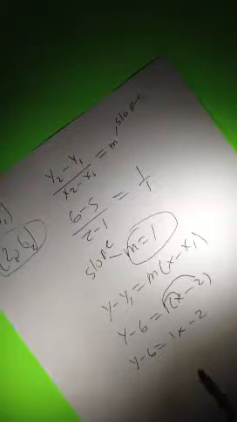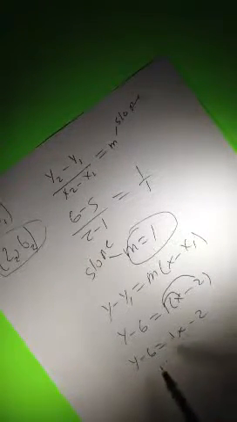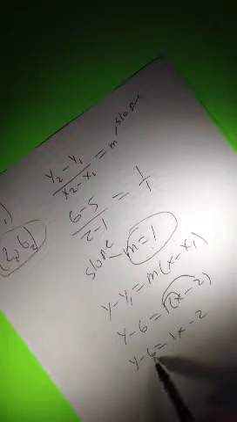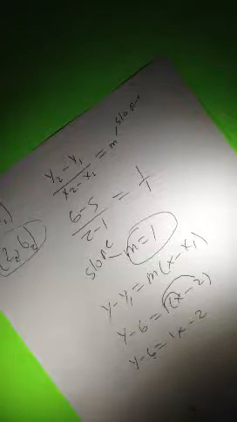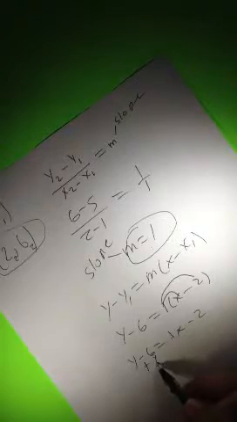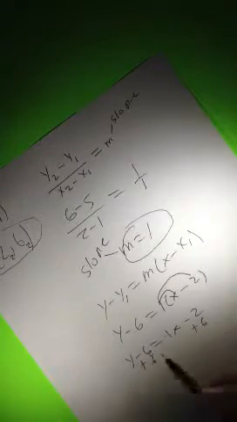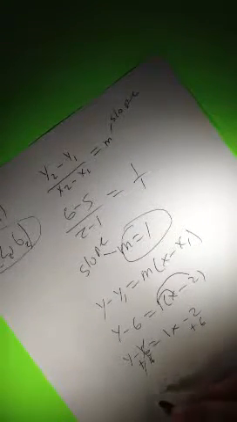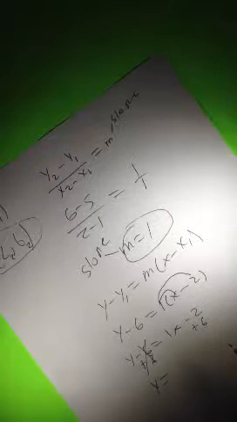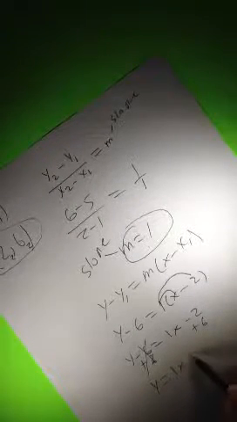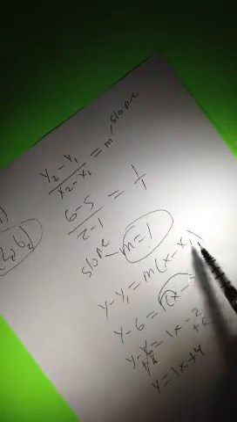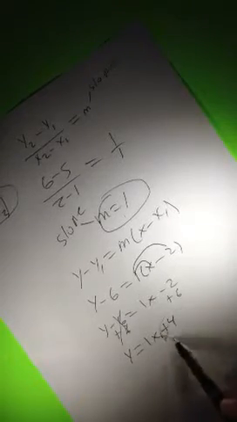I will then have to move this 6 over to this side. To do that, I will add it to both sides. So plus 6, plus 6. This cancels out and then becomes y equals 1x plus 4. So by using this equation, it makes it very simple to find the y-intercept, which is 4.